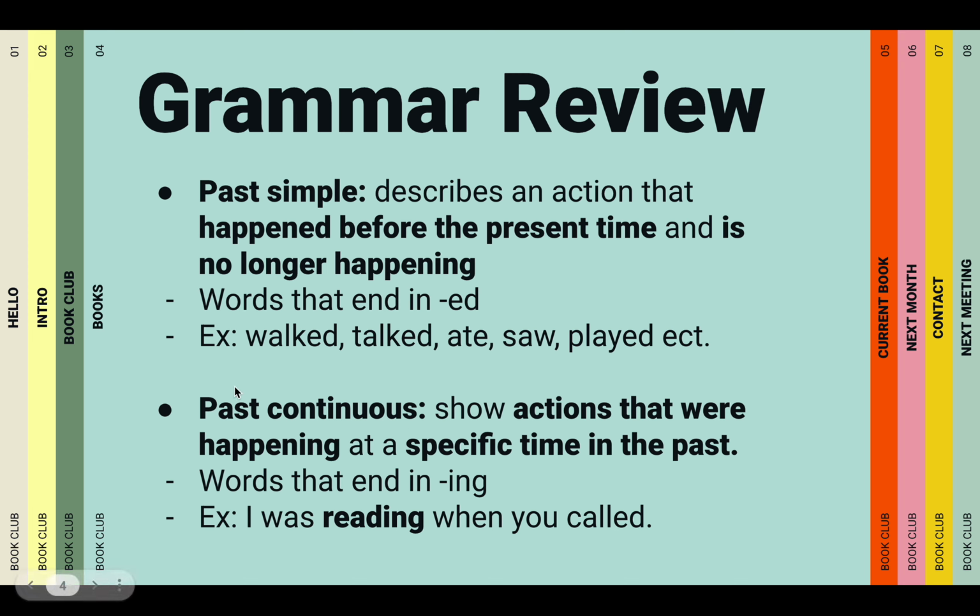Then, this is a new one. We haven't talked about this one yet. Past continuous. You've definitely heard this before, most likely. It shows actions that were happening at a specific time in the past. So words that end in ing. For example, I was reading when you called. I was running. I was biking. So it is happening, but it happened in the past. So I was reading while I was eating my ice cream.